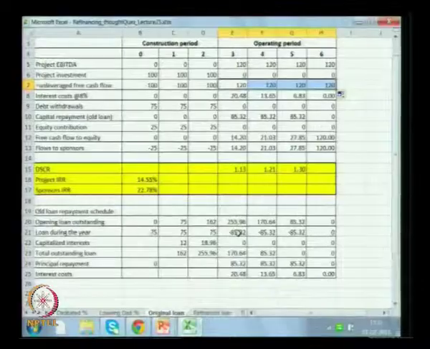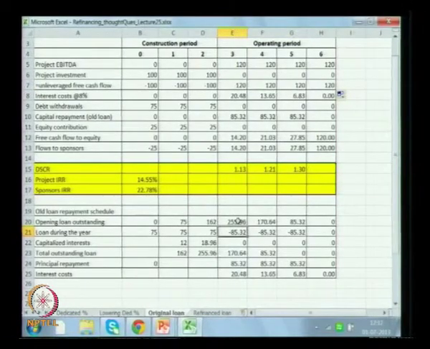Okay, so what is the loan amount that has to be repaid every year? We divide the total opening loan outstanding at the beginning of the operations by 3 and that becomes 85.32. We repay 85.32 in each of the 3 years, and because of this repayment the outstanding loan at the end of the year gradually reduces. For example, at the end of year 3 the outstanding loan gets reduced to 170.64 because we have repaid a principal of 85.32.